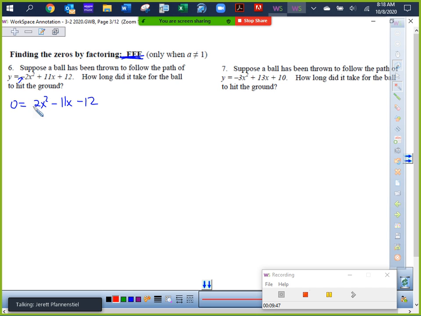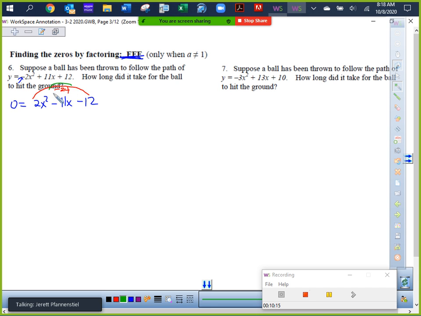Why frowny face? a is not 1. Here's why I call it frowny face. I just made that name up. That's not what it's called. It's called factor by grouping. But I literally make this frowny face to multiply a times c and get negative 24 out of that. Negative 24 is what these multiply together to be. I've got to find two numbers that multiply together to be negative 24 and add together to be negative 11.